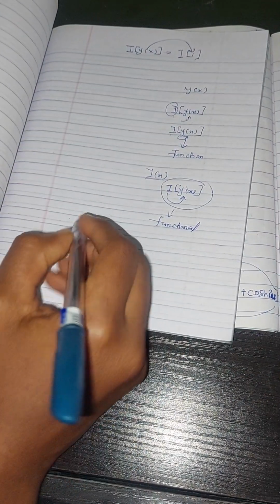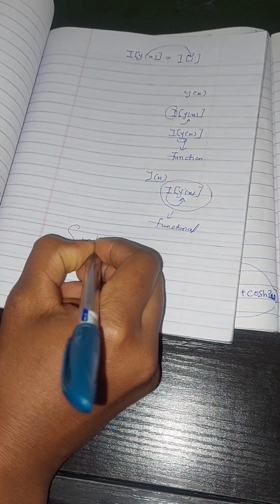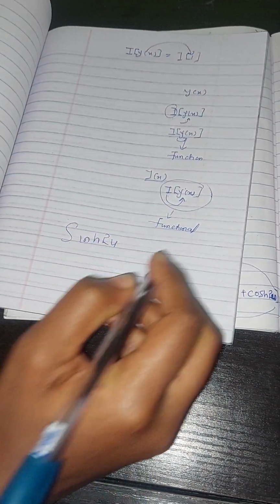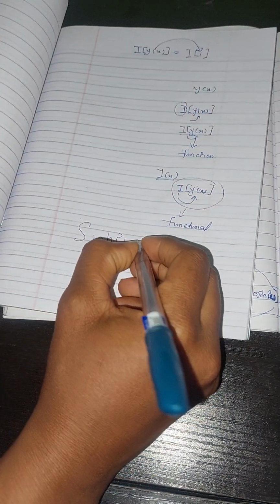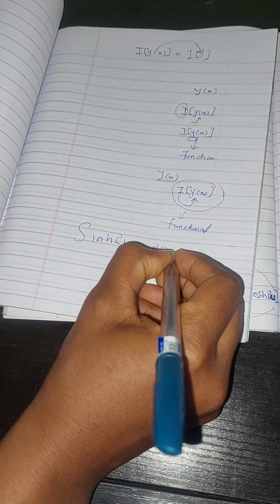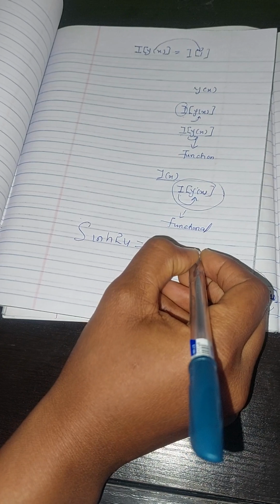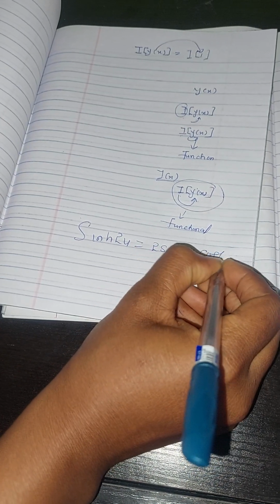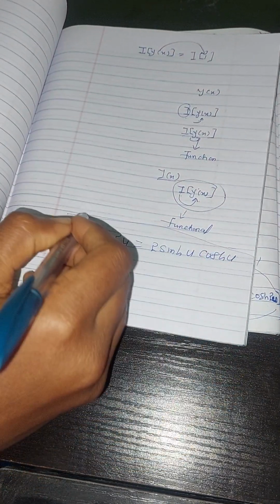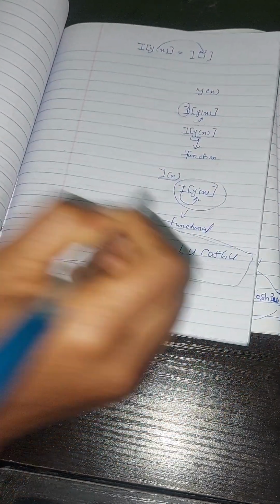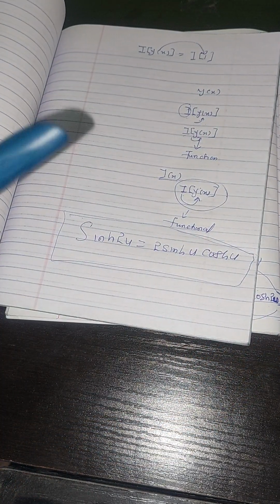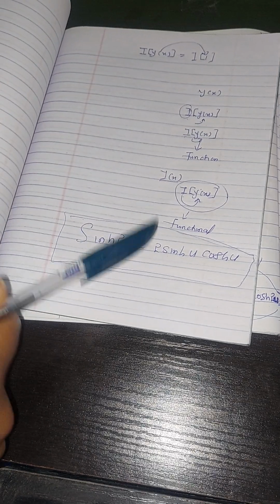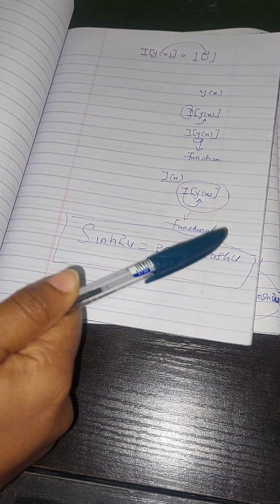So hyperbolic sine 2u is equal to 2 hyperbolic sine u hyperbolic cos u. So this is important also. You can just keep it somewhere, so you know that I'm going to use it later on. Hyperbolic sine 2u equals 2 hyperbolic sine u hyperbolic cos u.